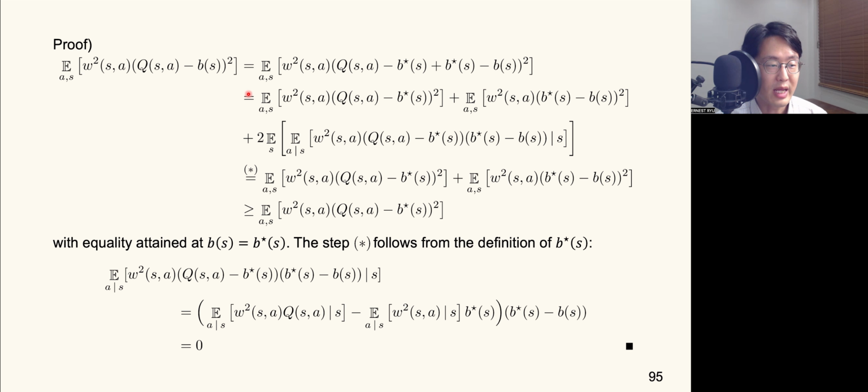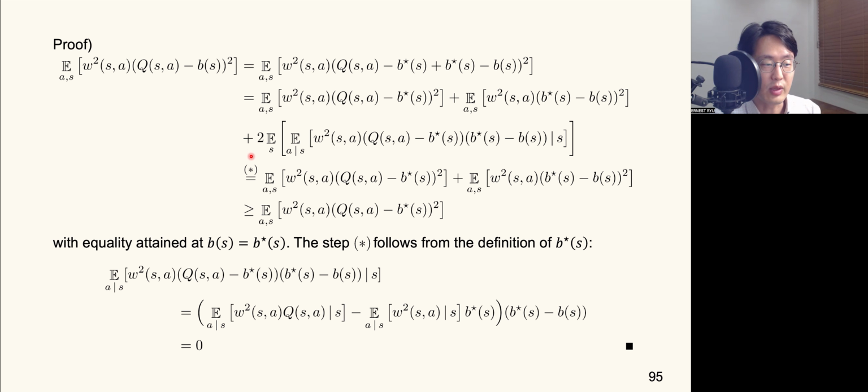Okay, now let's take a look at this. So we have this first term just copied over here. The second term is also copied over here. And I claim that this cross term, this plus 2 times this thing, is 0. Okay, so I'm going to write that as step number star. I haven't justified that yet, but let me just claim that this additional term is 0.